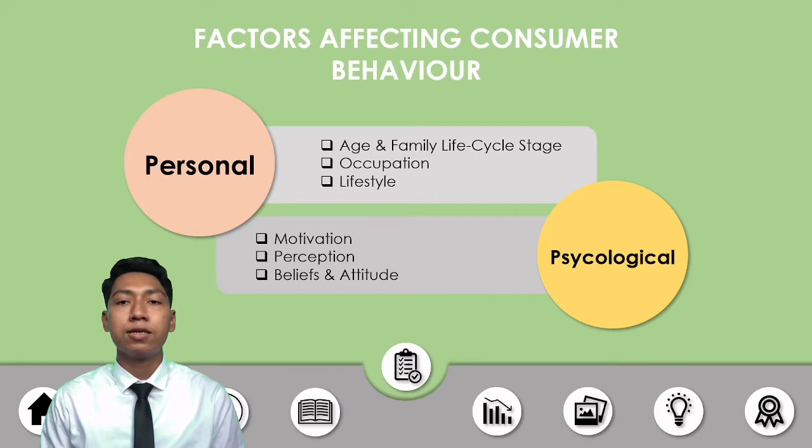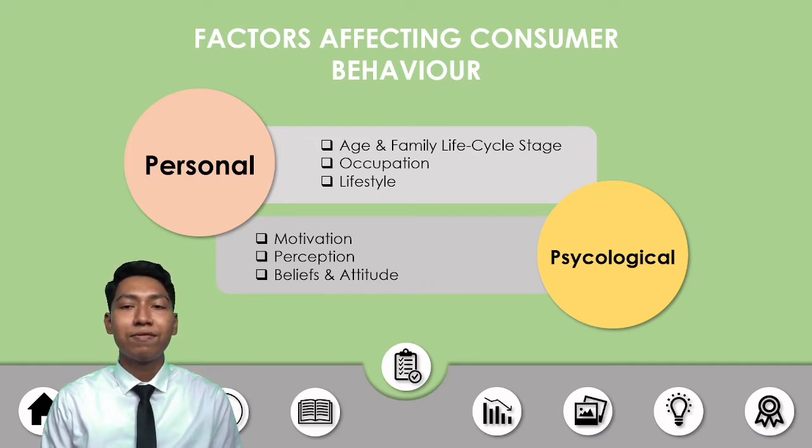Next, we have occupation. A company president will buy expensive suits, travel, a country club membership and a large sailboat. Occupation also influences a person's consumption pattern. A blue-collar worker will buy work clothes, work shoes and lunch boxes. Marketers try to identify the occupational groups that have above average interest in their products and services.